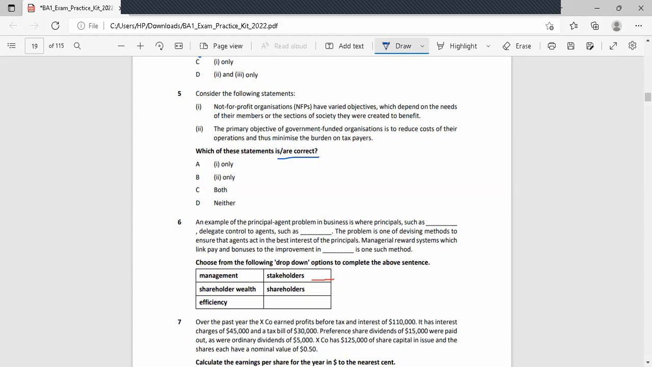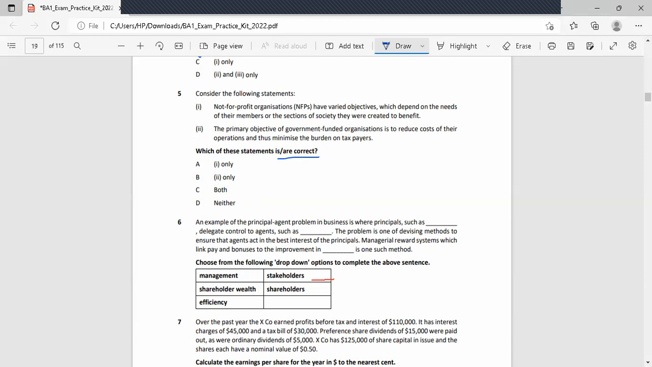The NFPOs have varied objectives, depend on the needs of the members or sections of the society. So it is only to provide benefit to someone. Yeah, that is the purpose. One is perfectly correct. There's nothing wrong with that. Second one, the primary objective of government-funded organizations is to reduce their cost, minimize the burden on tax. There is no such objective, an effort is not put in to minimize the burden of taxpayers.